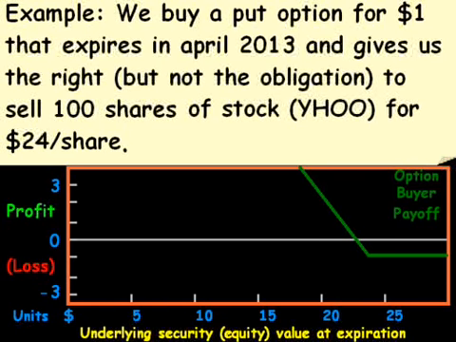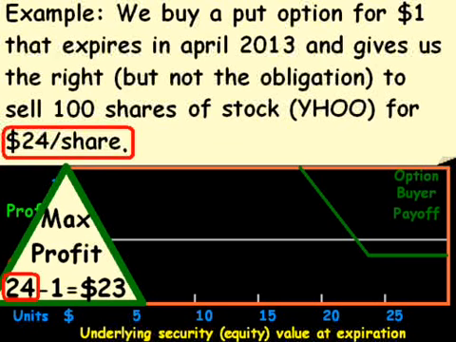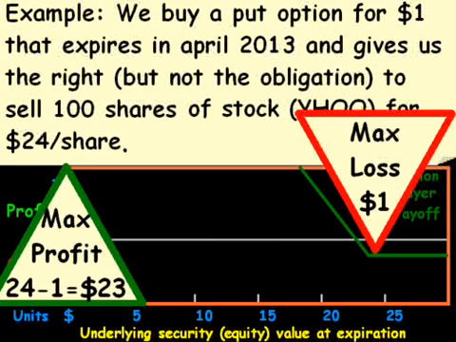Now let's take a look at what the maximum profit an option buyer can make on this, and it's fairly simple. The maximum profit we can earn is $23 in this case, and we get that from taking the $24 a share strike price, and then subtracting the $1 premium we paid, and 24 minus 1 equals 23. Now on the flip side, the maximum amount we can lose is $1, and that is the amount we paid for the premium.